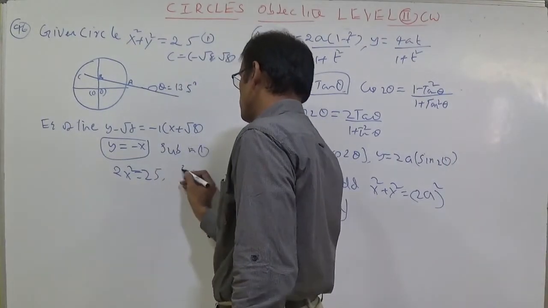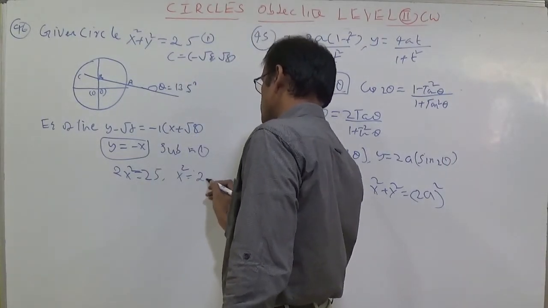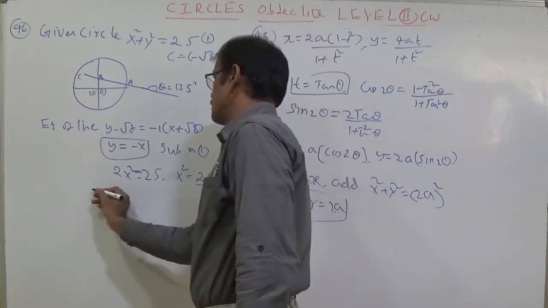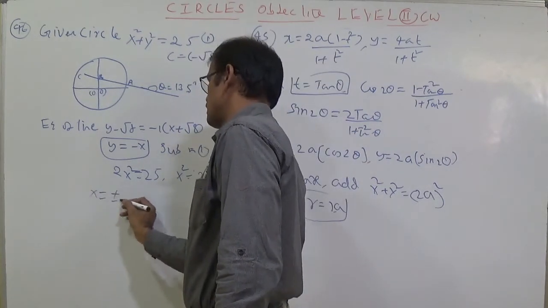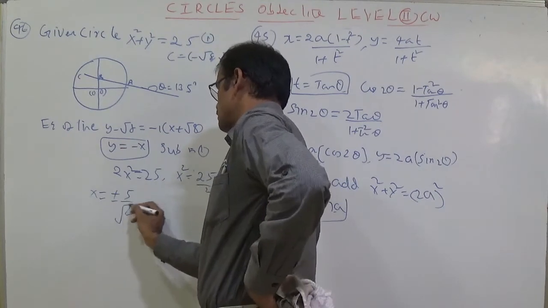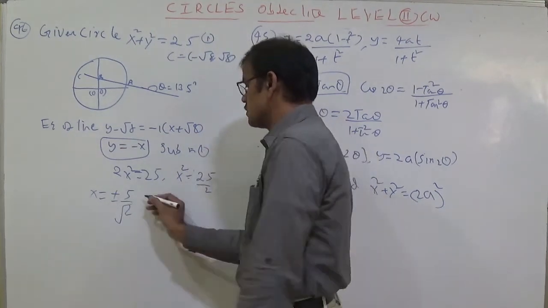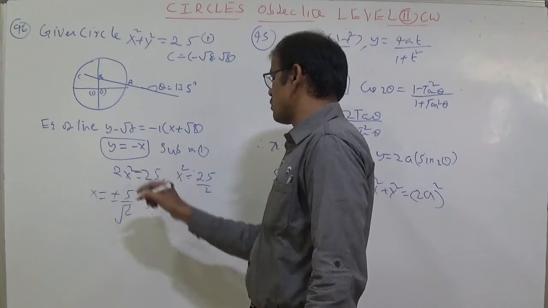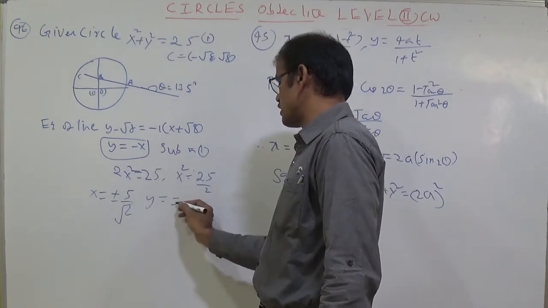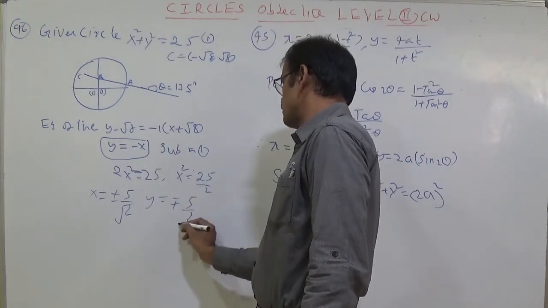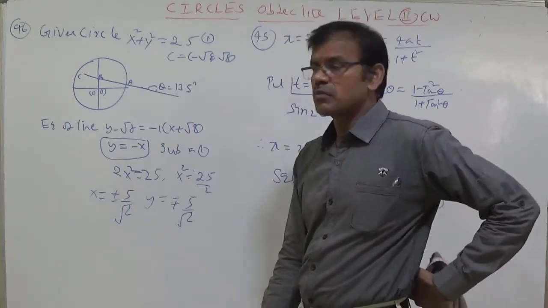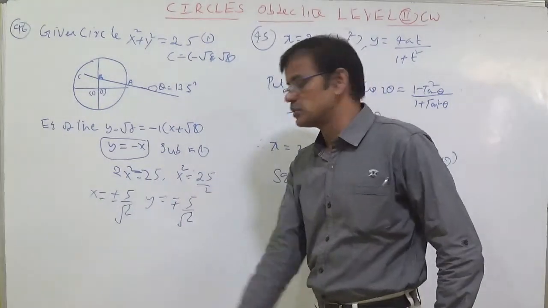2x square equal to 25, x square is equal to 25 by 2, x is equal to plus or minus 5 by root 2. So two cases are there. y is equal to minus or plus, because it is minus x. Write like this: minus or plus 5 by root 2. That means you take positive, negative one time and negative positive one time.